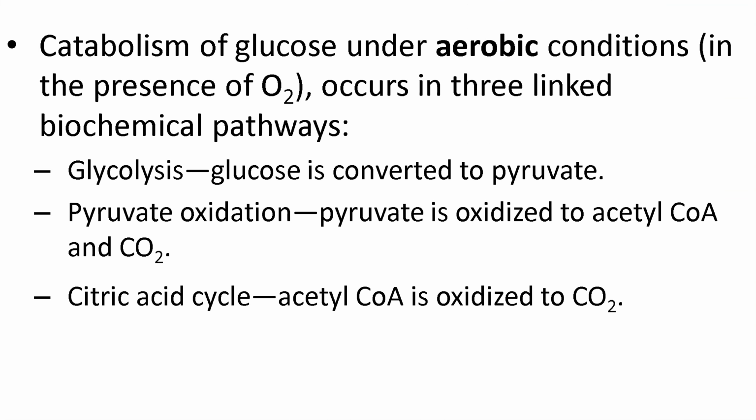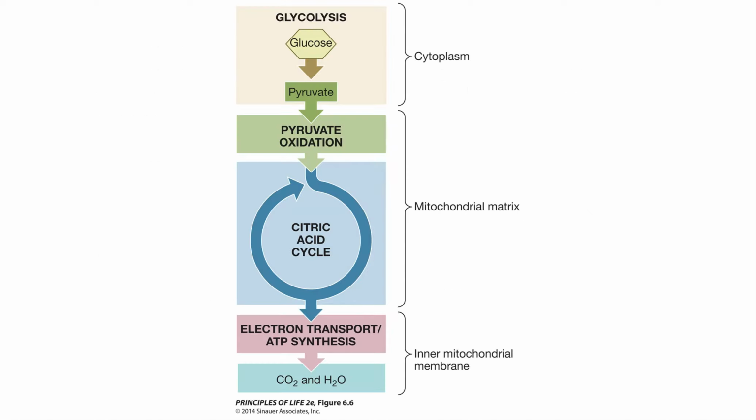So catabolism, the breakdown of glucose under aerobic conditions, occurs in 3 linked biochemical pathways, right? The complete breakdown. Glycolysis, where glucose is converted to this molecule called pyruvate, two pyruvates actually. Pyruvate oxidation, where pyruvate is oxidized to acetyl-CoA and CO2. And then the citric acid cycle, also known as the Krebs cycle, which oxidizes further to CO2. Okay, so it looks like this in diagram form.